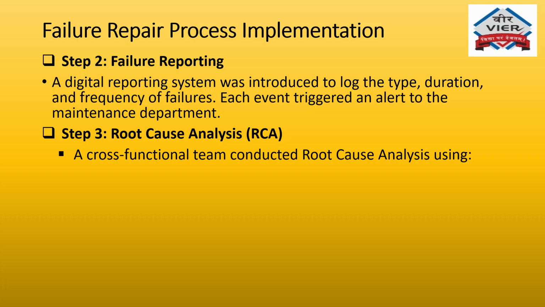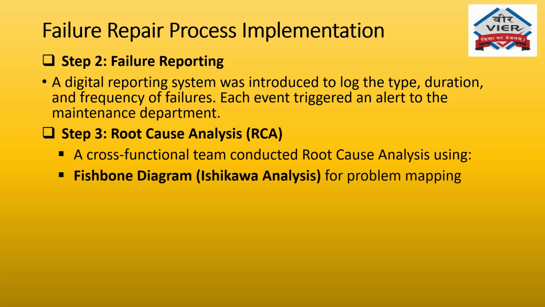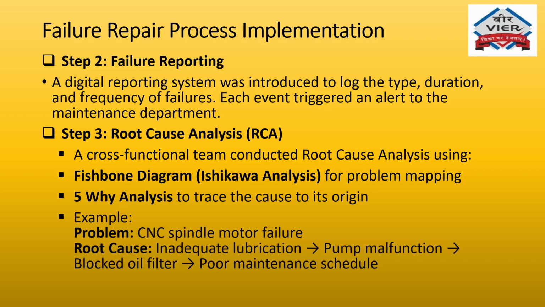In this, a cross-functional team conducted the root cause analysis using a fishbone diagram for problem mapping and 5 Why analysis to trace the cause to its origin. For example, there is a problem that the CNC spindle motor is failing. So what is the root cause? It is due to inadequate lubrication. Why inadequate lubrication? Because the pump is malfunctioning. Why is the pump malfunctioning? Because of a blocked oil filter. Why a blocked oil filter? Because of a poor maintenance schedule. So this leads to the main cause of the problem.